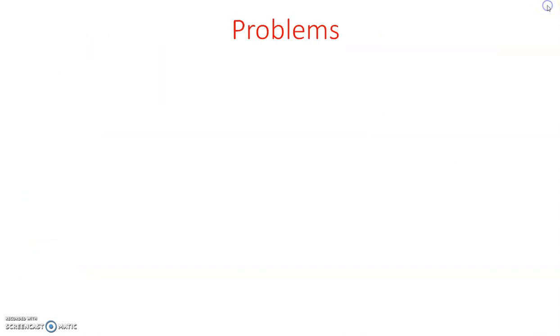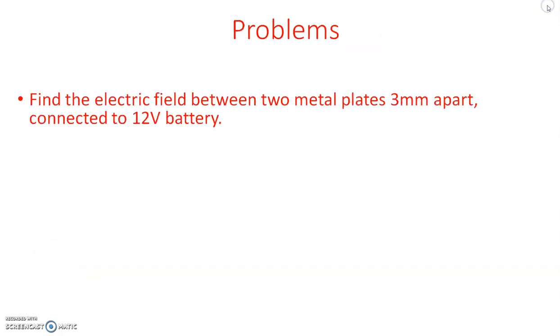Okay. Now we will discuss one or two problems. First problem: find the electric field between two metal plates 3 millimeter apart connected to a 12 volt battery. Now you can pause the video, note down the problem, and try to solve by yourself. Here potential difference is given, distance is given, you have to find the electric field. So you can use the formula E is equal to V by d. You can substitute those values. Millimeter should be converted into meter, and you will get the value as 4000, and unit is volt per meter.